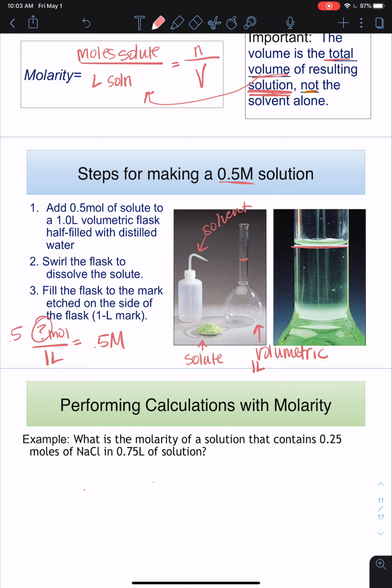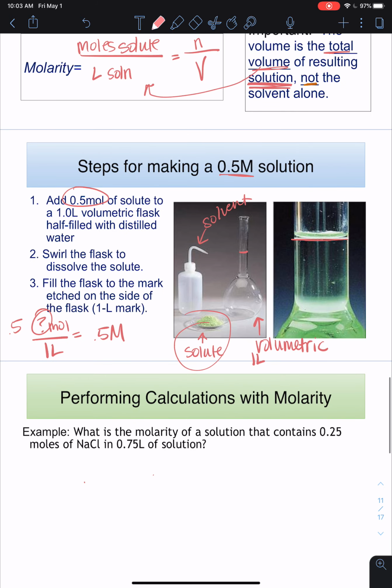So you need to measure out enough grams so that you can get half a mole of your solute. So that's half a mole. What you do is you put this solute in your flask and then you fill the flask with water up to this line, or your solvent. In this case, it's water. You fill it up to that line and then you're just going to stir it. There are different means of stirring, but that's basically what you do.